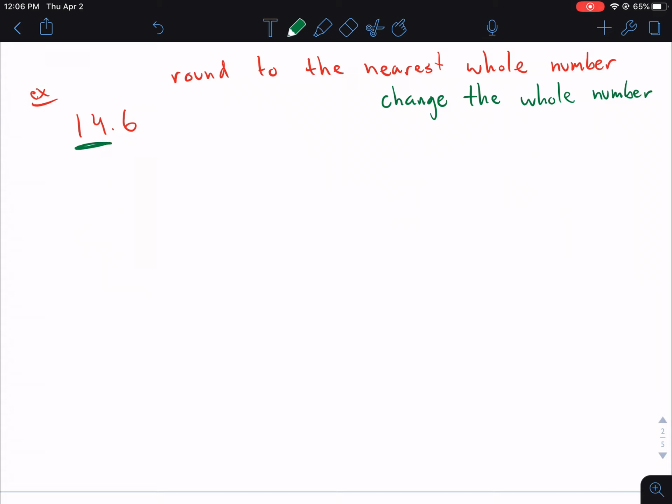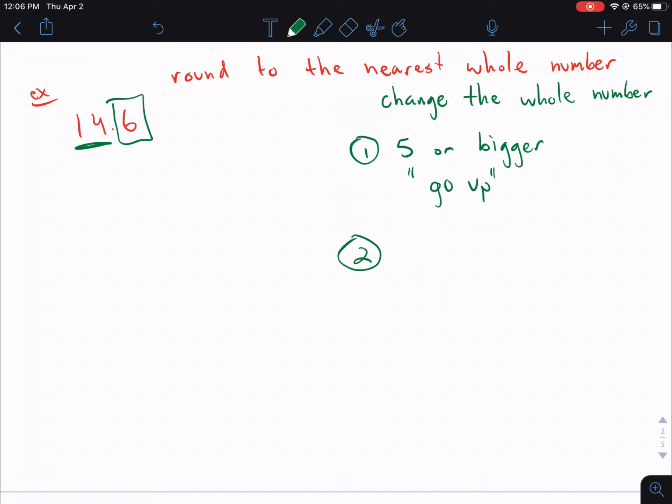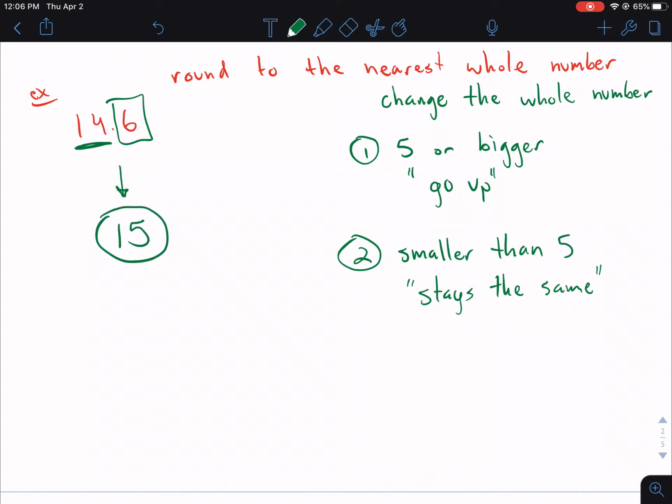What number is to the right of 14? 6. So now my rules. 5 or bigger, go up. 2: smaller than 5 stays the same. So now 6, is it bigger than 5 or smaller than 5? It's bigger than 5, so the 14 is gonna change, it's gonna go up. So 14, if you go up from 14, what is your answer? 15.